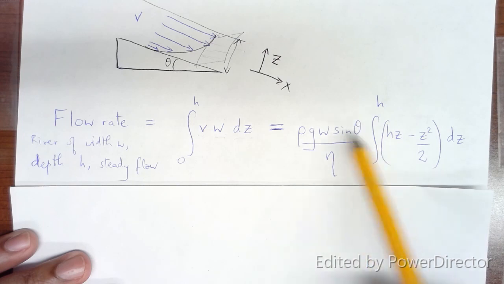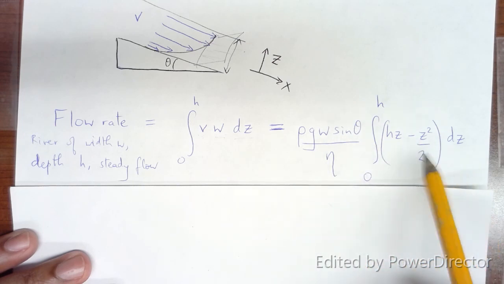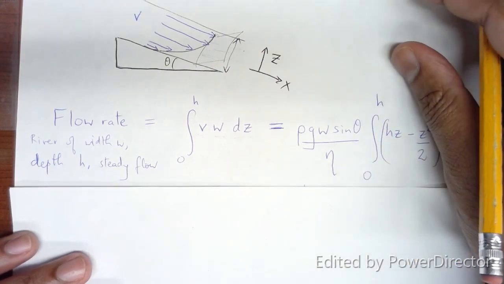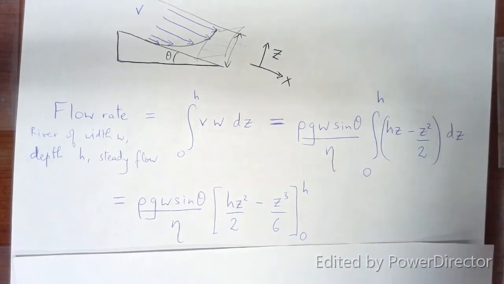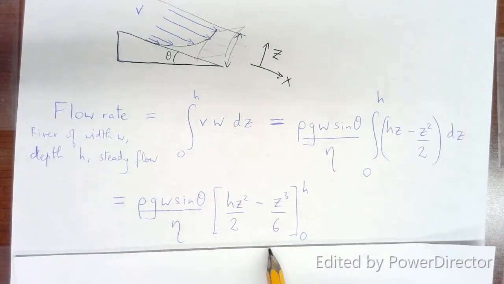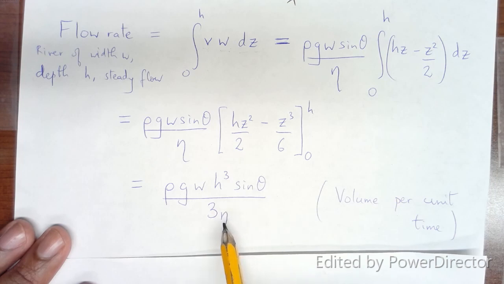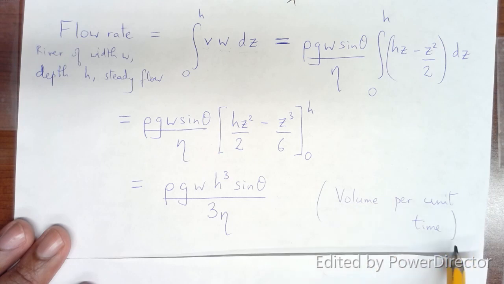So we plug in for the velocity, pull out all the constants we can. W is also constant, we pull that out, and so we integrate this function of z from 0 to h. And what we find is it simplifies very easily. It's just a polynomial, and we evaluate it at 0 and h, and so this is finally our flow rate. It's rho g w h cubed sine theta over 3 eta. All right, and we can check that this has the right units of volume per unit time.